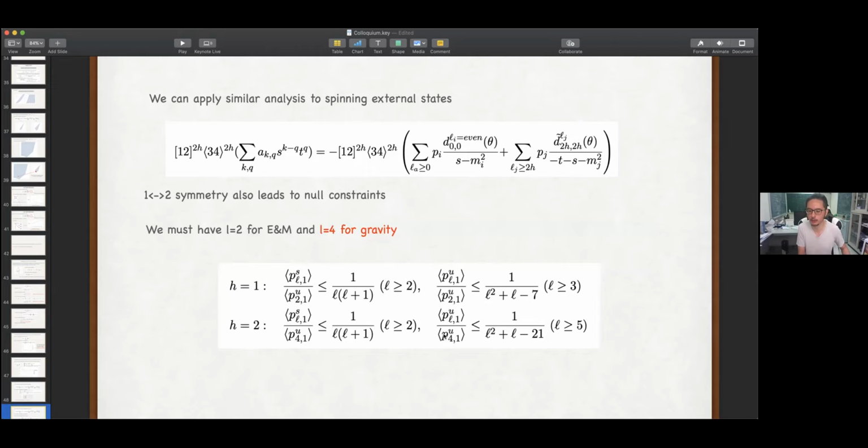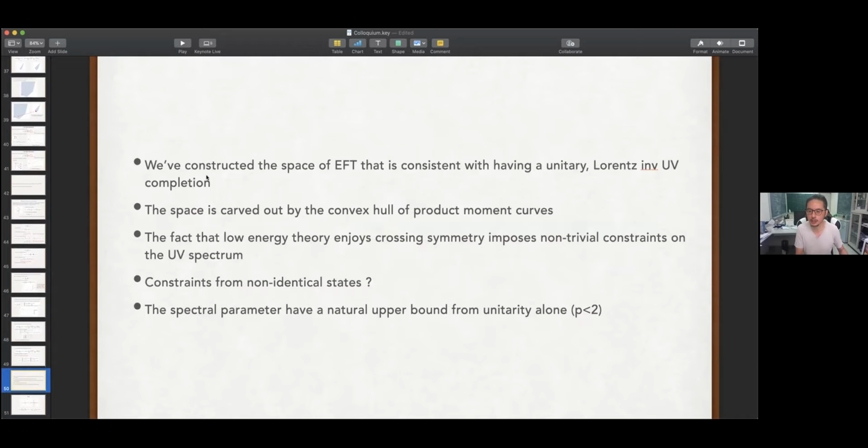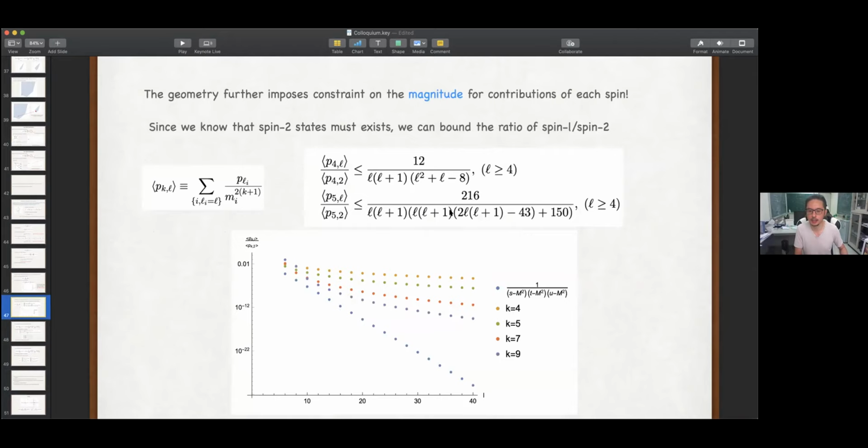Okay, great. So let me just conclude here. We've constructed the space of EFT that is consistent with unitarity and Lorentz invariance in the UV completion. Basically the statement is that the space is given by the convex hull of product moment curves. And we've seen that the fact that the low energy theory enjoys crossing symmetry imposes non-trivial constraints on the UV spectrum. In particular, it constrains what spins must appear. You can also have constraints on their spectral functions, the ratio of the spectral functions, and we indeed see this large spin suppression here.